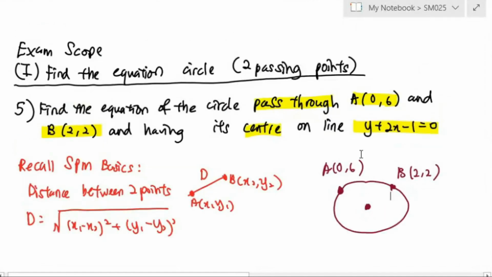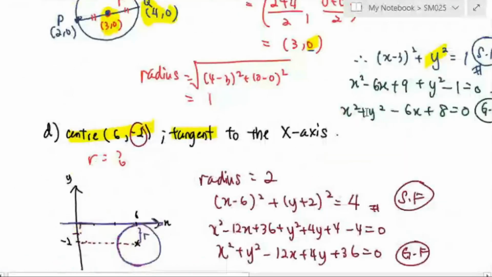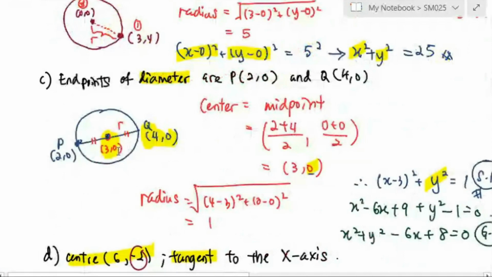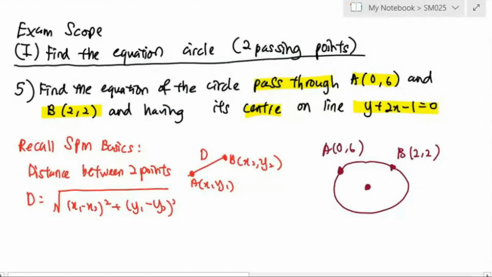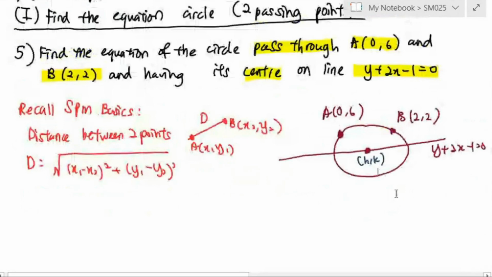Therefore, I will draw back the simple question in this question 4C. Another piece of information given is that the center is on the line. So the center is on the line y plus 2x minus 1 equals 0. Center (h, k), we don't know. Radius, we don't know. So we have 2 things that we don't know, which means you have to form 2 simultaneous equations.